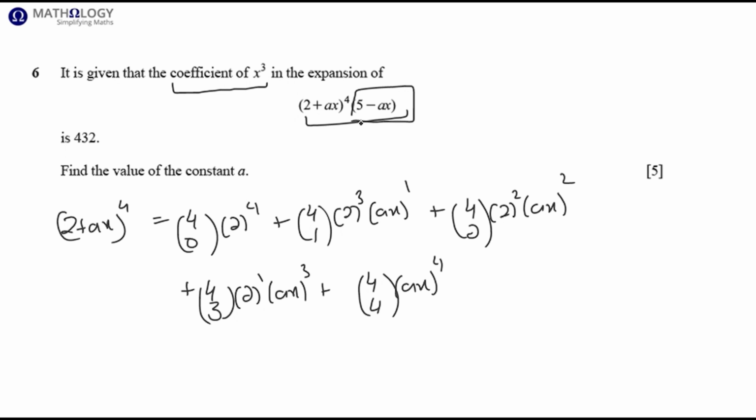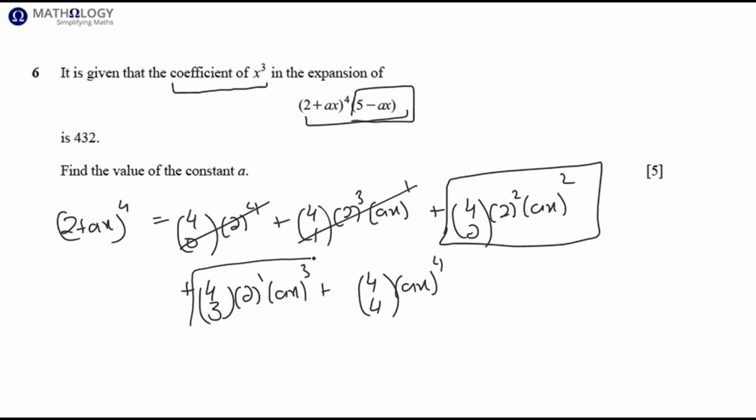The first term doesn't contain a term in x, so multiplying by 5 minus ax is not going to give us a term in x cubed, so we can disregard that term. The second term has a term in x. When we multiply by 5 minus ax, we only get a term in x squared, so that's not going to help us either. The third term has an x squared already. We're going to multiply by an x, so this will give us a term in x cubed, so we are interested in that. The fourth term has a term in x cubed. When we multiply by 5 minus ax, we will get a term in x to the 4, but we're also going to get a term in x cubed because we multiply 5, the constant, by this term in x cubed. So we are interested in this term.